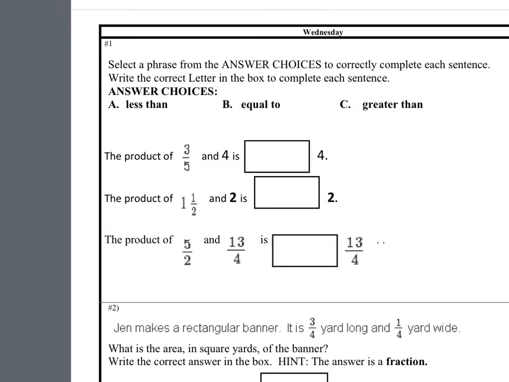So the product of 3/5 and 4 is blank 4. Well, it's being multiplied by 3/5, so we know that this will be less than 4. For the second one, it says the product of 1 and 1/2 and 2. Well, anything more than 1 will get greater. So then, of course, it will be greater.